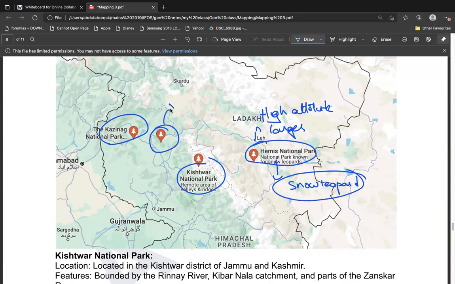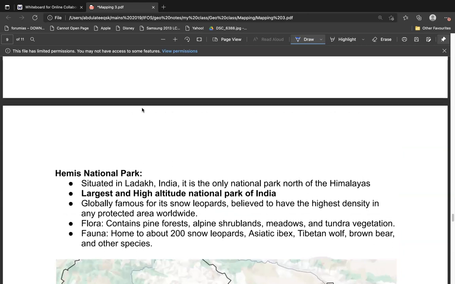And in this Dachigam, you also have the Kashmiri stag. Okay, this is a critically endangered animal, that is also the state animal of Kashmir. So these are the main points that you need to know about the national parks. A few additional points we'll try to know.